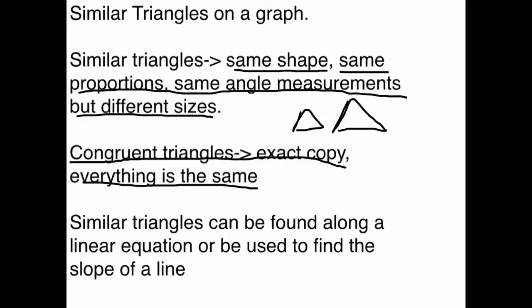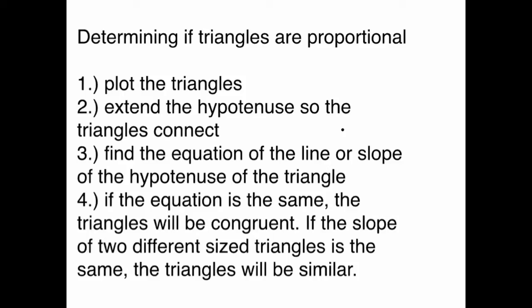Now, here's something I bet you guys didn't know. Similar triangles can be found along a linear equation when it's graphed, or be used to find the slope of a line. And today what we're going to be doing is plotting triangles on a coordinate grid and then determining if they're similar, congruent, or neither based on the equation that they make or don't make. So let's move on into our steps.